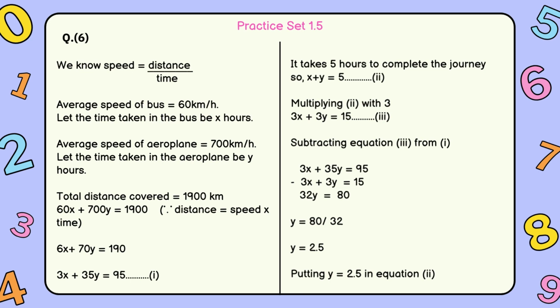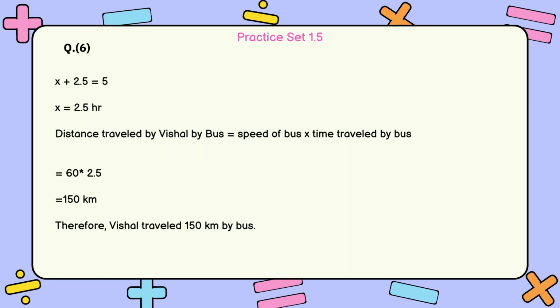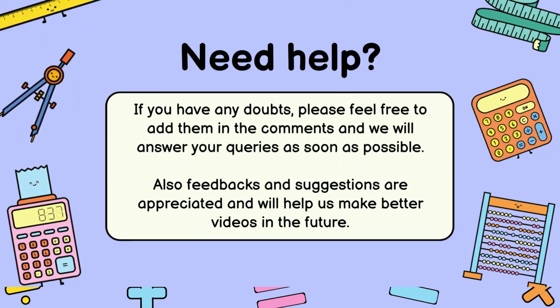We put this in equation 2, we get x plus 2.5 is equal to 5, which is x is equal to also 2.5 hours. So basically Vishal traveled 2.5 hours by bus and 2.5 hours by airplane. We are supposed to find the distance Vishal traveled by bus. So to find the distance Vishal traveled by bus, we multiply the speed of bus into time traveled, which is 60 into 2.5 and we get 150 kilometers. Therefore, Vishal traveled 150 kilometers by bus.